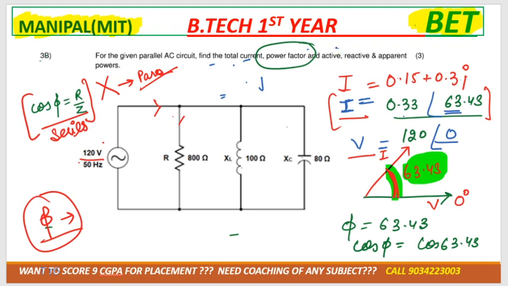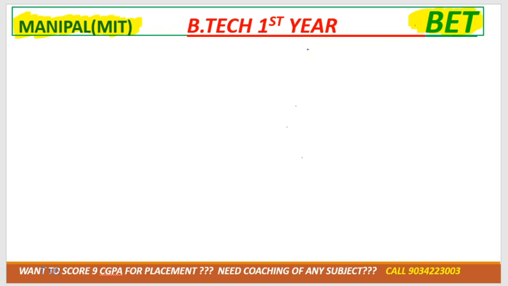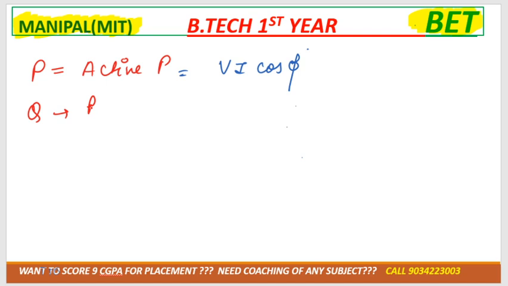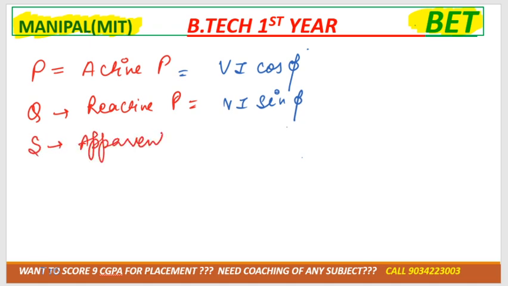They are asking the active power, reactive power, and apparent power. So let me tell you the formula of all these powers. Active power is denoted by P, and its formula is P is equal to VI cos phi. Reactive power is denoted by Q, and it's equal to VI sin phi. Next is apparent power, denoted by S, and its formula is VI.